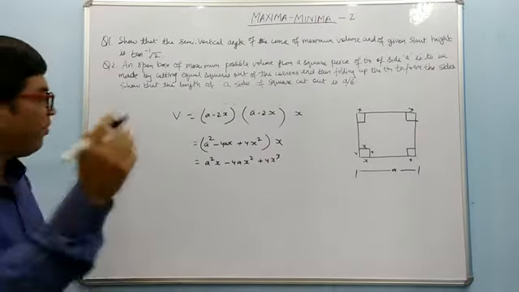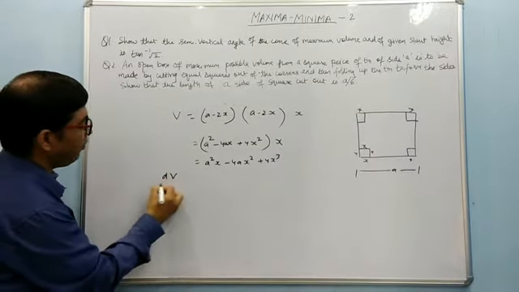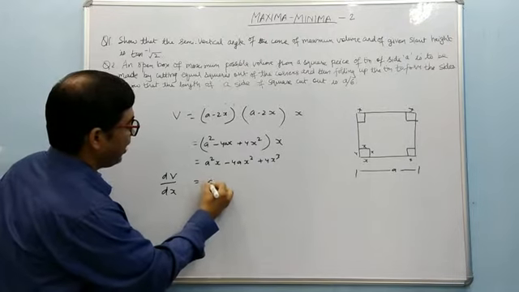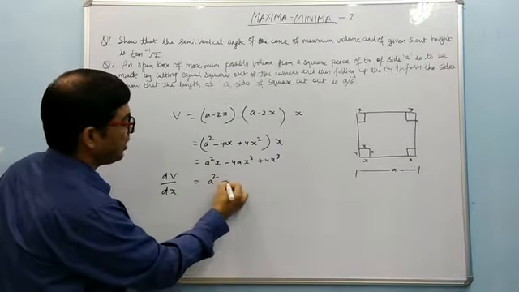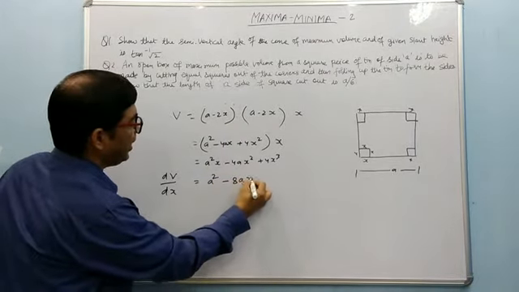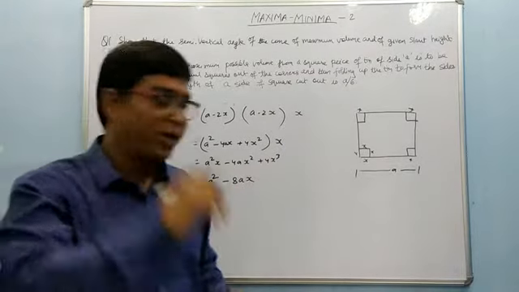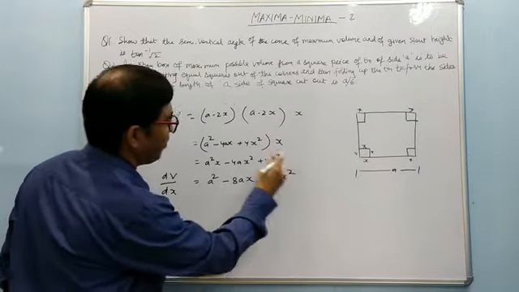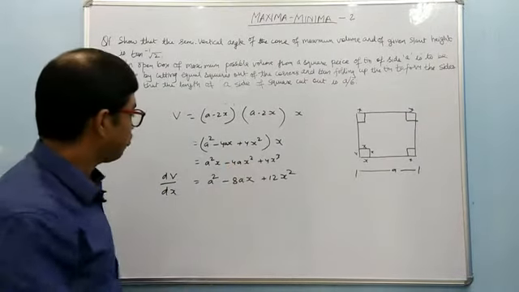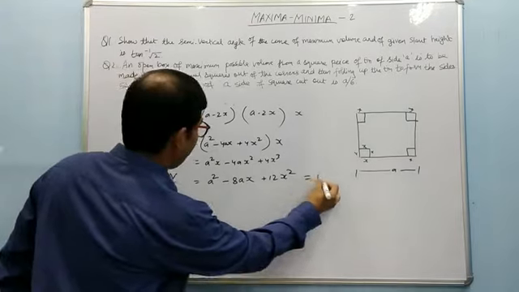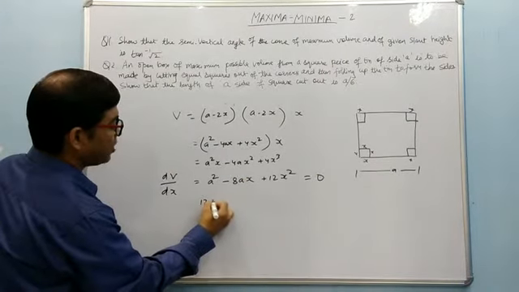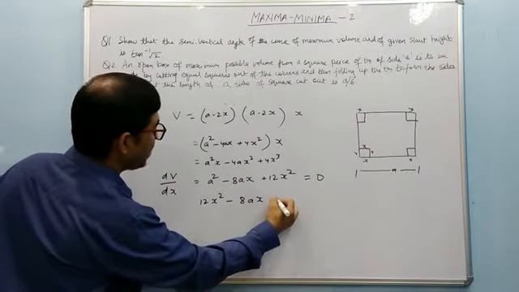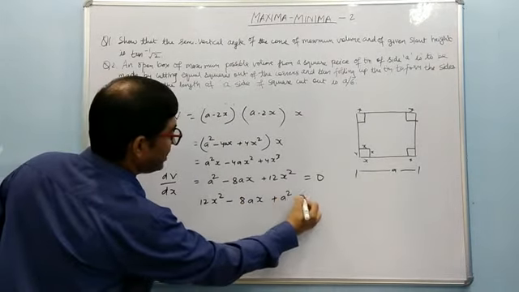Now it is very easy to differentiate. Differentiate with respect to x. The variable left over is only x here. We are getting a square. What is here? 8ax, because x square is giving you 2x. And this is 12x square, because x cube is 3x square. We put it equal to 0. We will get 12x square minus 8ax plus a square is equal to 0.